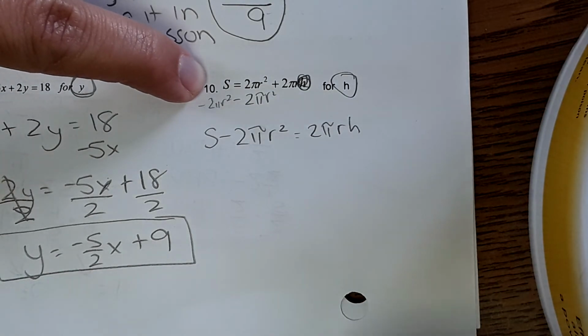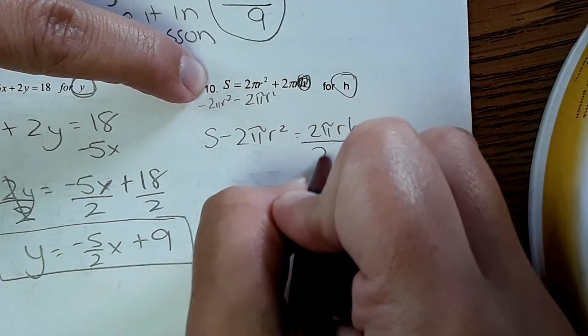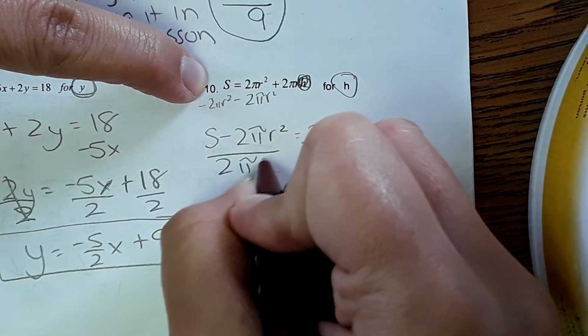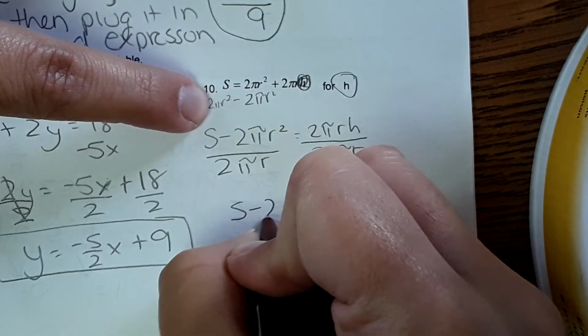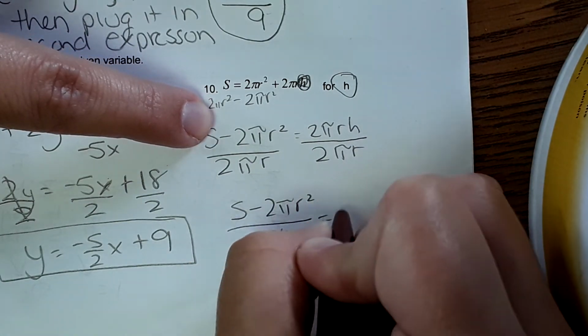And then from there, to get h by itself, we just divide this by 2 pi r, which will cancel it out, and divide this side by 2 pi r. So s minus 2 pi r squared over 2 pi r equals h.